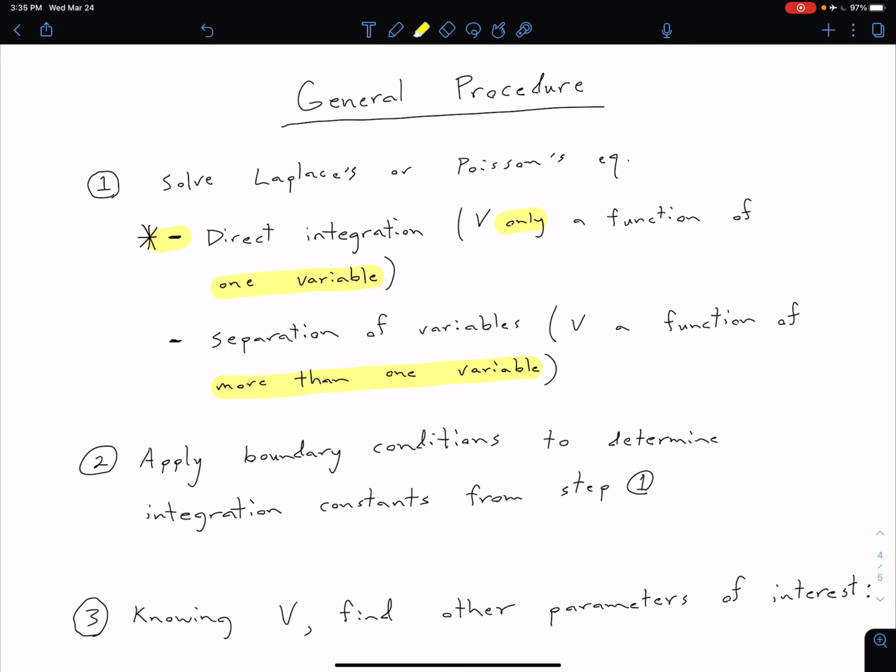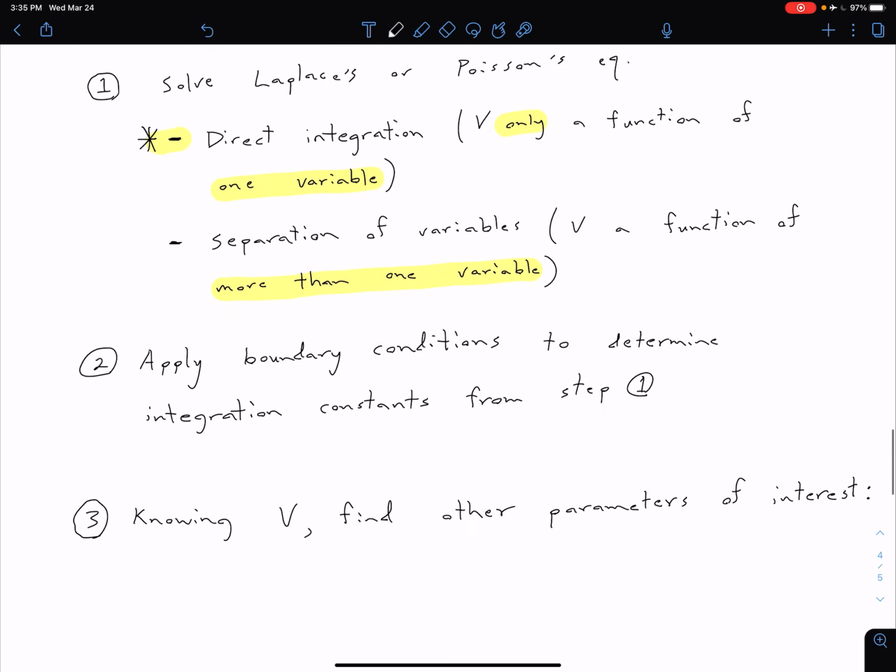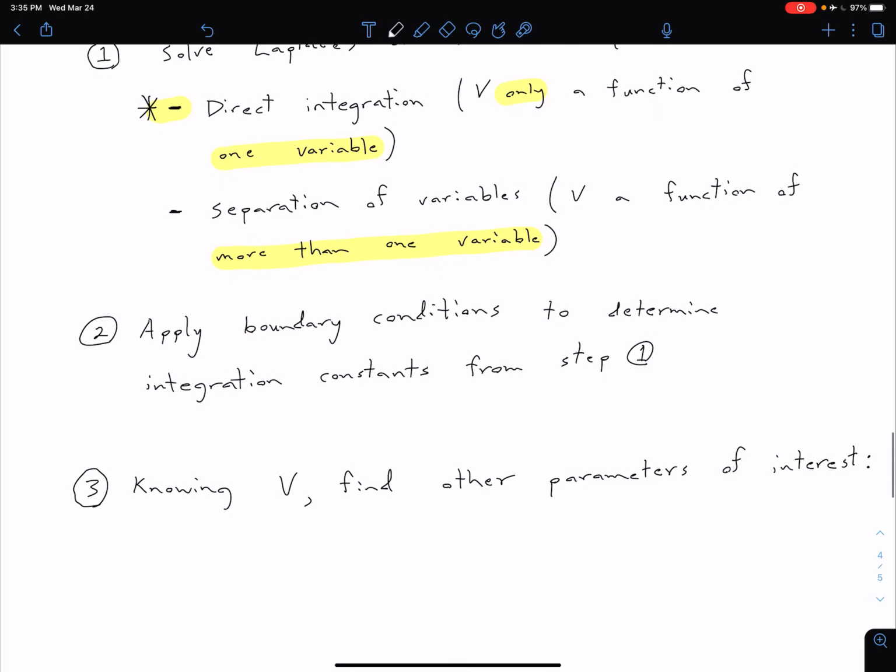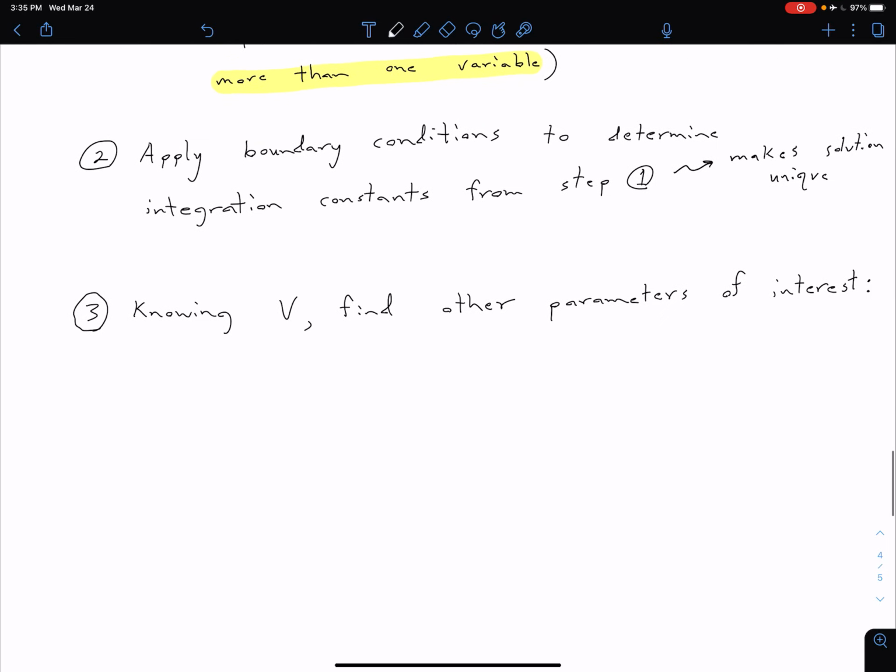After we've solved Laplace's equation, our second step is to apply our boundary conditions to determine the integration constants from step one. This makes the solution unique, as I discussed at the end of the previous video where we were talking about our uniqueness theorem. Finally, once we have our V equation, we can find other parameters of interest.